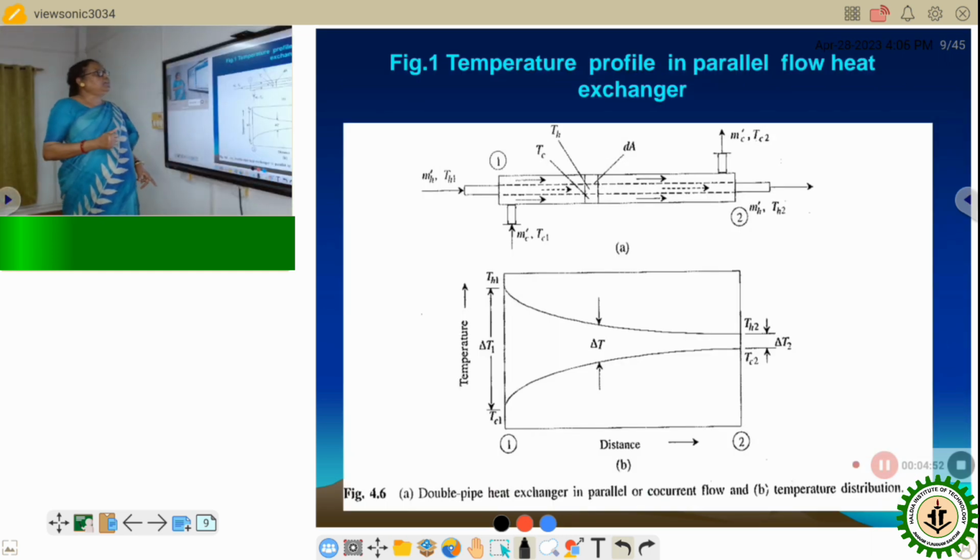Thus, the parallel flow is used in some special situations where it is necessary to limit the maximum temperature of the cold fluid or where it is important to change the temperature of at least one fluid very rapidly. In parallel flow, less heat can be transferred than in the counter current flow. This is the figure of the parallel flow heat exchanger, double pipe type, and this is the temperature profile, which shows that the fluid flow takes place in the same direction, but at each point there is a different temperature gradient delta T.